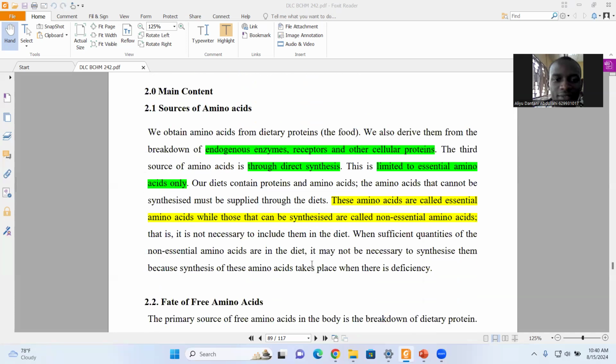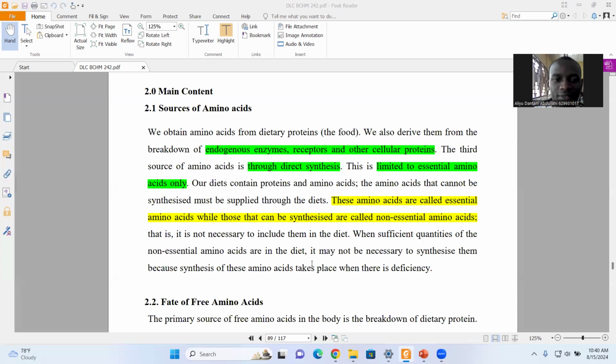Now, sources of amino acids, right? What are sources of amino acids? We obtain amino acids from dietary proteins, mostly from food, right? We also derive amino acids from endogenous breakdown of enzymes, receptors, and other cellular proteins. Doesn't this make sense? You can get amino acids from food or from breakdown of proteins, cellular proteins, proteins in the cell in your body, or receptors. Some of these receptors are proteins, glycoproteins. They contain proteins that could be broken down into amino acids. You know what receptors do, right?